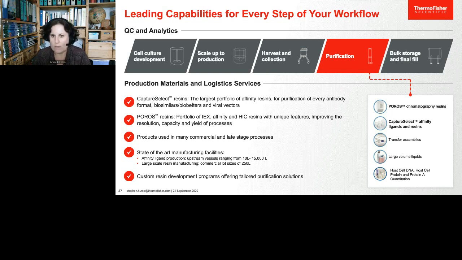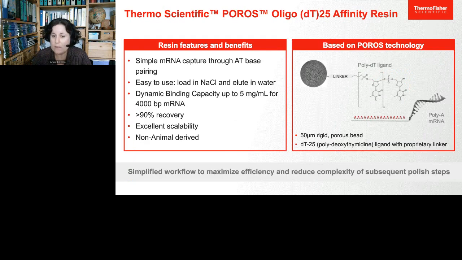So I will then go into the features of the Poros Oligo DT25 resin that we launched some months ago now. This is specifically designed to purify poly-A mRNA. So you have here the porous bead, a linker, and a poly-DT ligand, a chain of 25-mer that will bind to the poly-A tail of a poly-A mRNA.